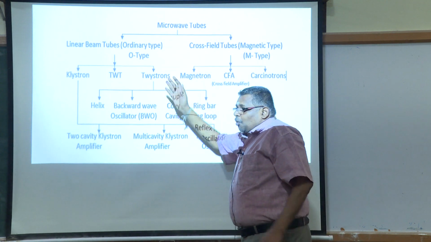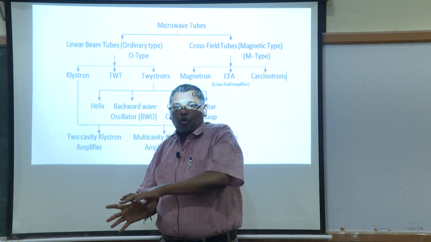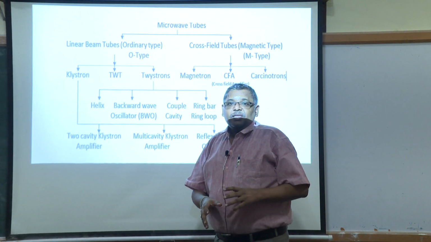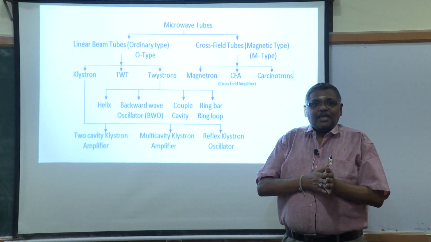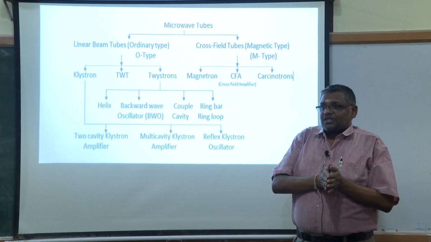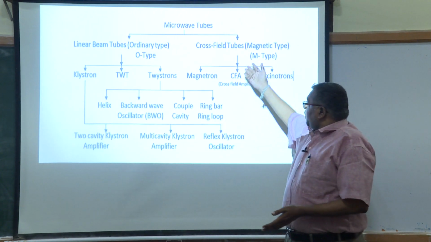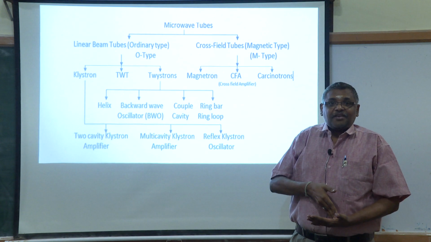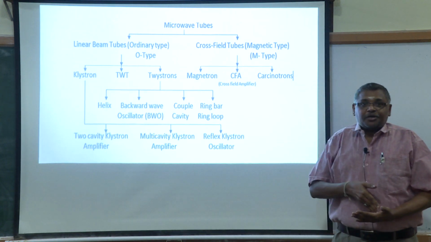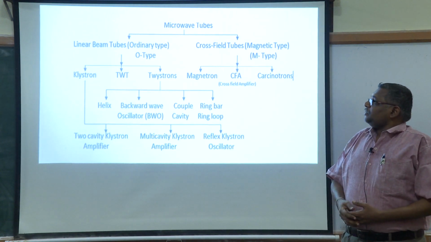The major difference between O type and M type is that in O type tubes the electric field and the electron beam velocity are parallel to each other, so they are linear in nature. Whereas in cross field devices, the magnetic field and electric field are perpendicular to each other. Next.